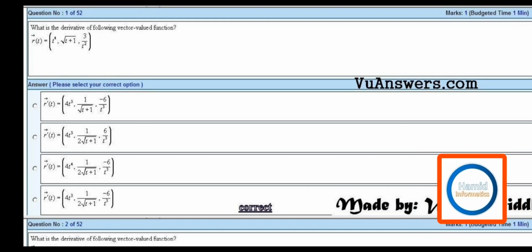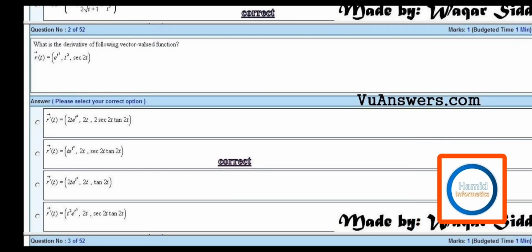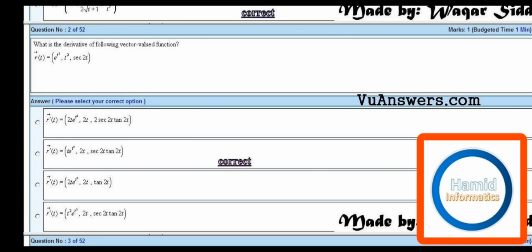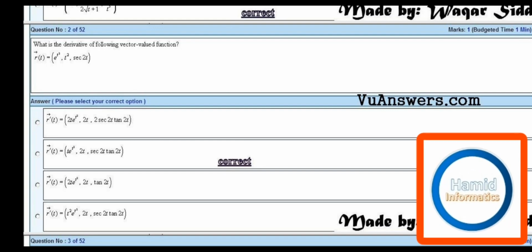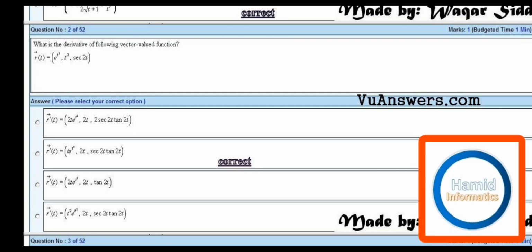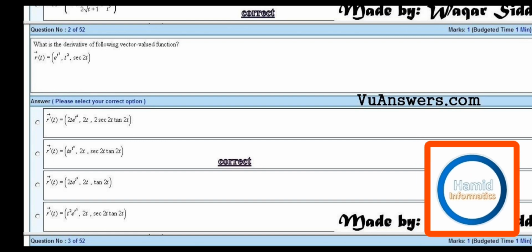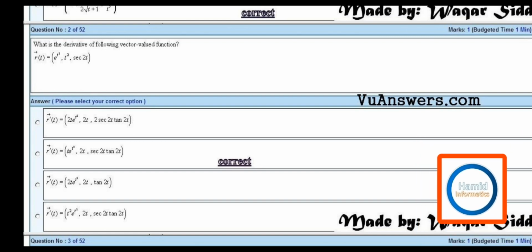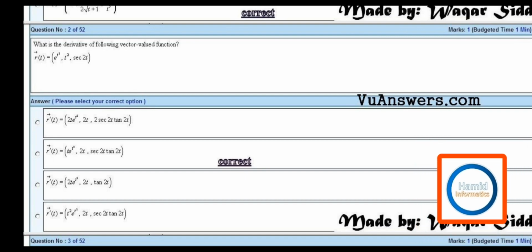Next one is, what is the derivative of the following vector valued function r(t) equal to e to the power t squared, secant 2t, and the answer is the second one, r'(t) equal to 2t e to the power t squared, 2 secant 2t tan 2t.